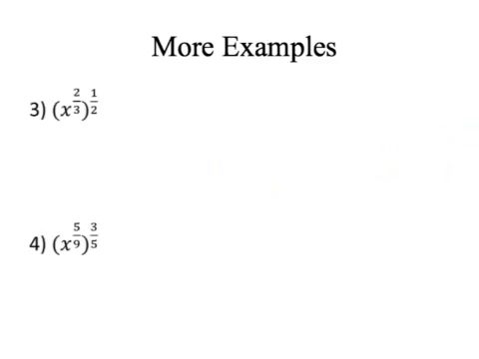Some more examples for power to a power. You just multiply straight across, top by top, bottom by bottom. So in number 3, you leave your x the same, and you multiply straight across. 2 times 1 is 2, 3 times 2 is 6. Then we can reduce 2 over 6. We can divide both 2 and 6 by 2. 2 divided by 2 would be 1. 6 divided by 2 is 3.